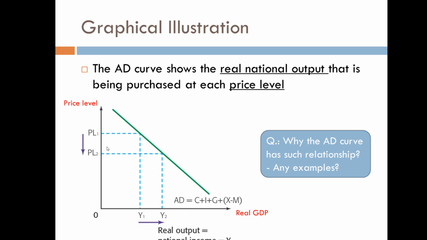So now we're trying to understand the relationship. It's not that simple, right? So think about this. Why, when the price level is decreasing, would we prefer more output? Any reasons? When the price level is decreasing, what would happen to us? What would happen to the consumers?